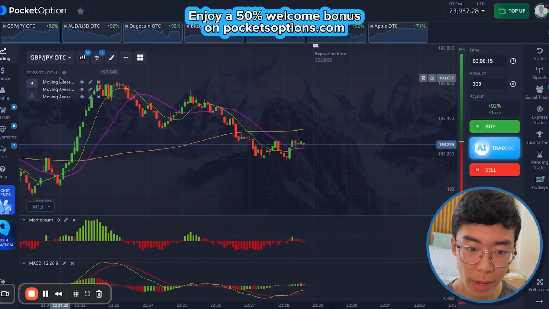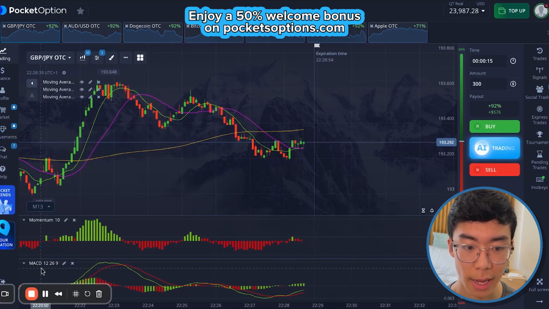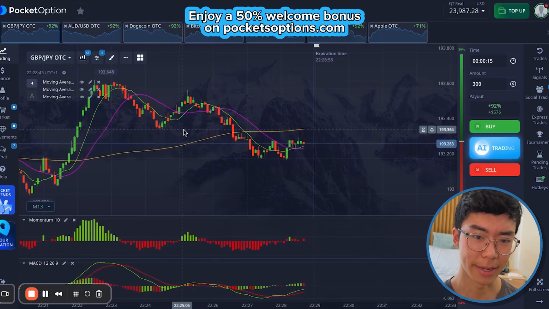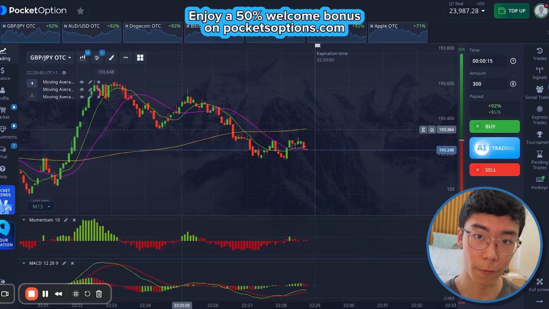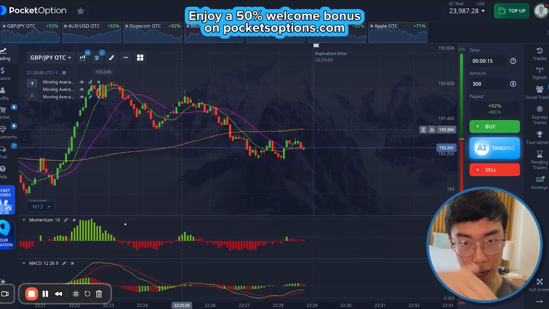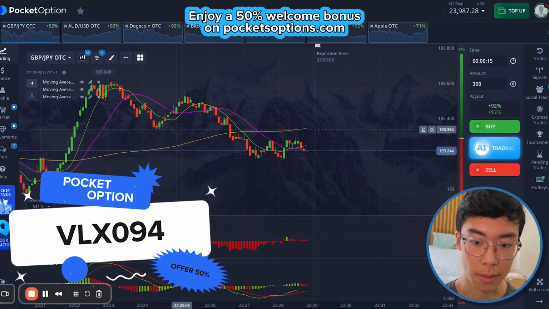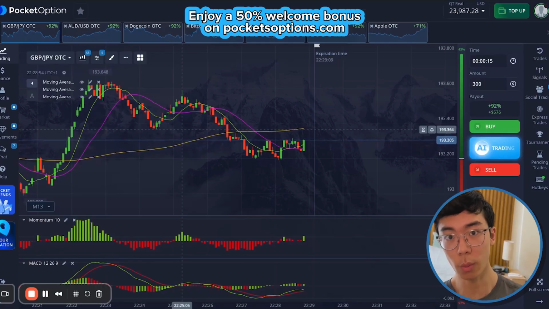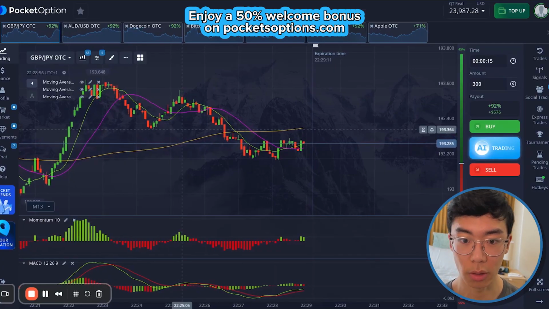So I have the moving average, I have the momentum, and I have the MACD. So the moving average is really going to tell us what the trend is, okay? So generally speaking, we want to follow the trend, okay? So if it's trending upwards, we want to really make sure we're trading to buy. If it's trending downwards, we want to make sure we're trading to sell, okay?